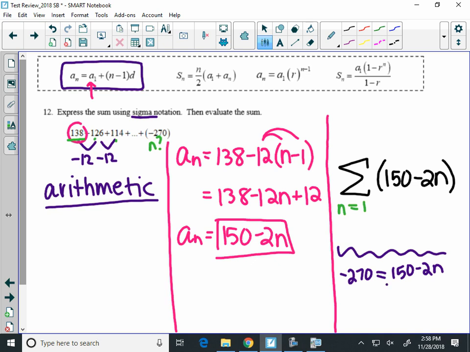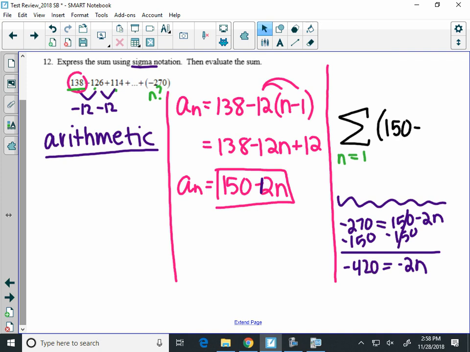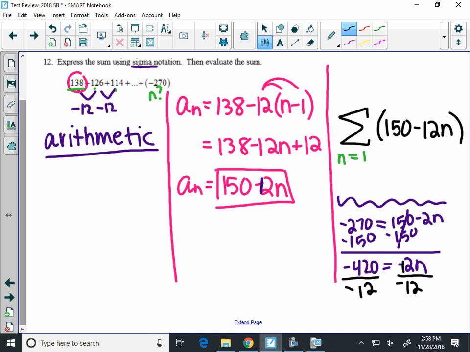All right, so you're going to solve this. You're going to subtract 150. Bring this down a little bit here. And you will get negative 420 equals negative 12n. Oh, I did that wrong. Minus 12. Sorry, I lost the 12 here. Minus 12n. Sorry about that. There, squeeze in the 12. All right, so now we divide by negative 12. That looks better. And we get n is 35.